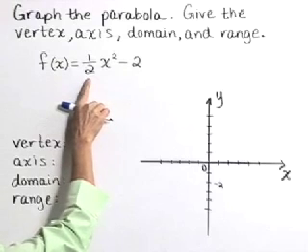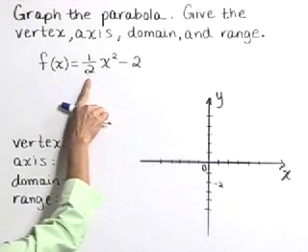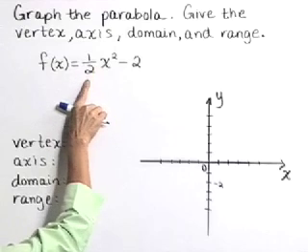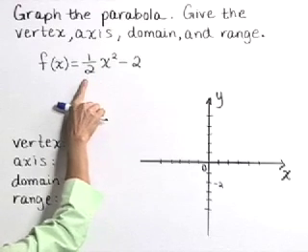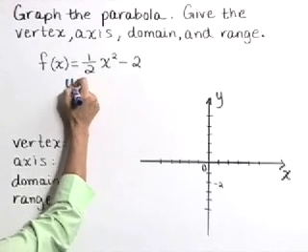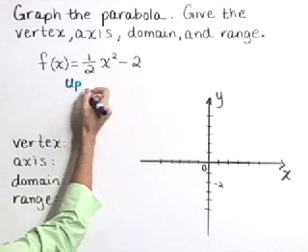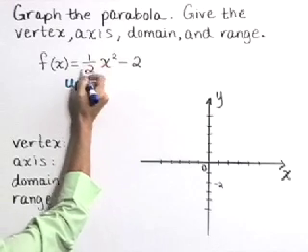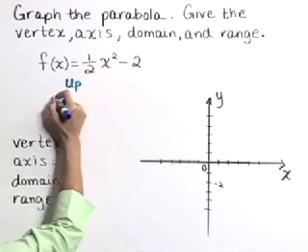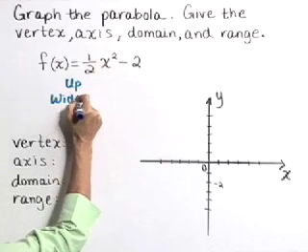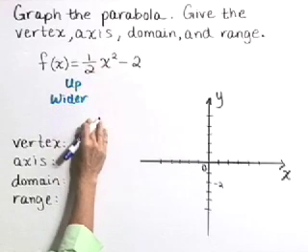Notice that it is positive. It's also a number whose absolute value is less than 1. Because it's a positive number, this parabola is going to open upward. Because it's a fraction whose absolute value is less than 1, it's going to be wider than our basic y equals x squared graph.